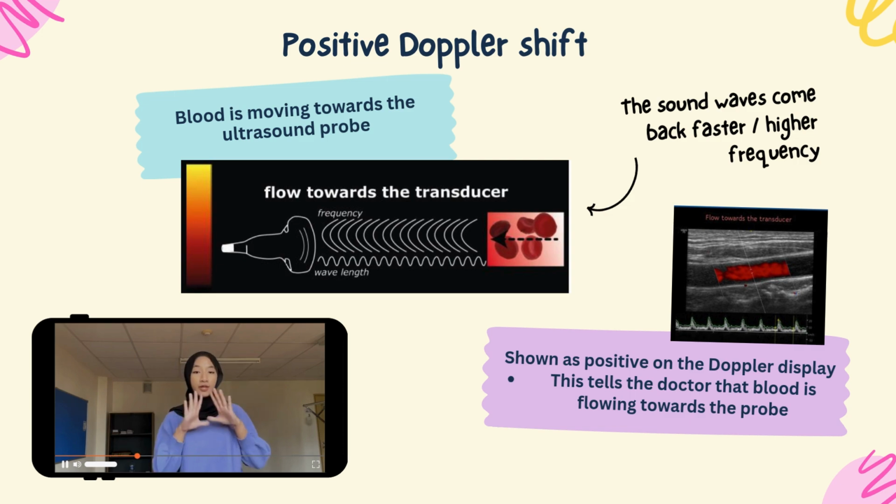On the Doppler display, this flow is shown as a positive signal, usually above the baseline or in a specific color. This information helps doctors understand the direction of blood flow and confirm that blood is flowing towards the probe, which is important in assessing normal circulation.